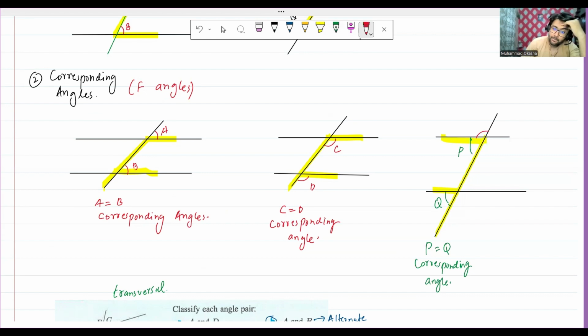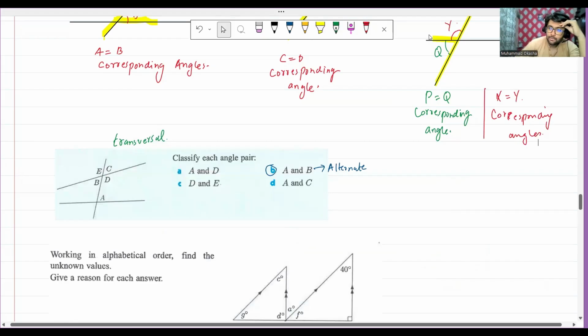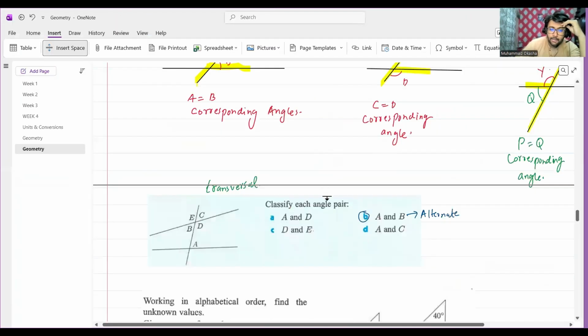On the same diagram, I can spot another set. Here, X and Y, right? X equals Y. Why are they equal to each other? Because they are also corresponding angles. I hope the F angles and the Z angles make sense. These are the angles on parallel lines. There's also one more, and those are called co-interior angles or allied angles.